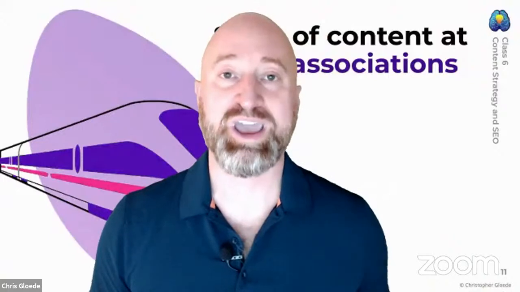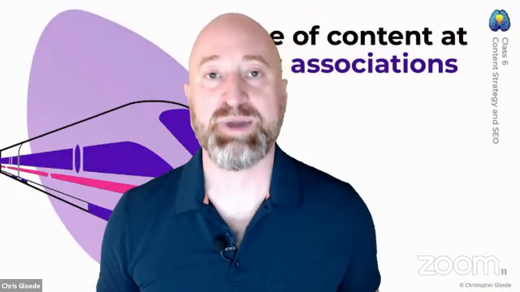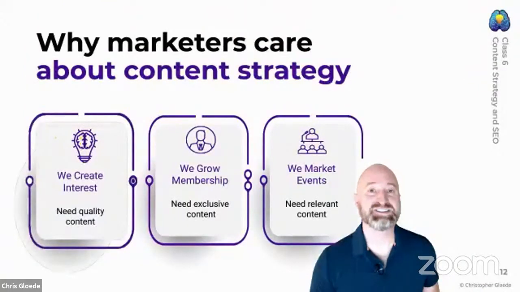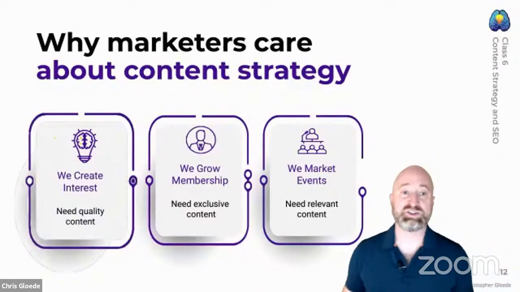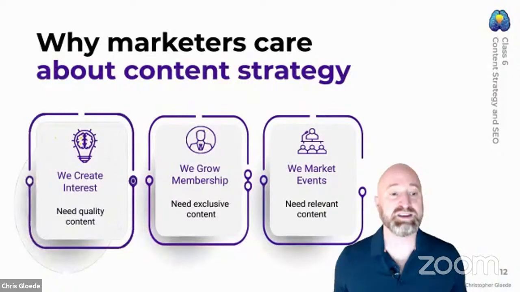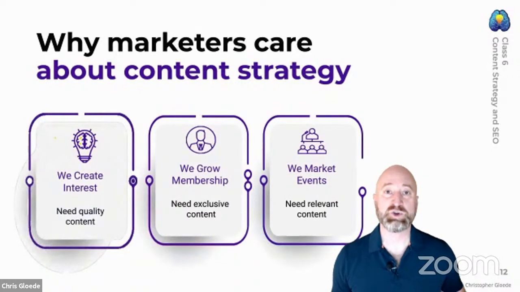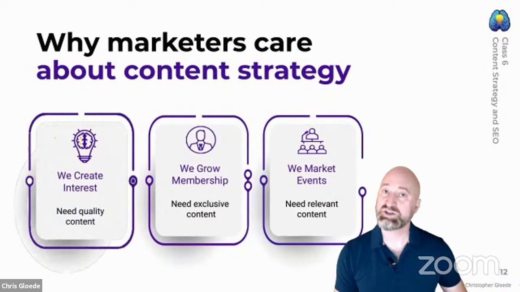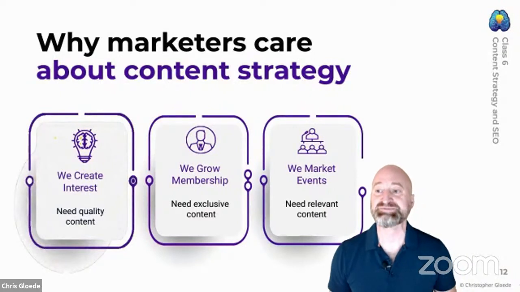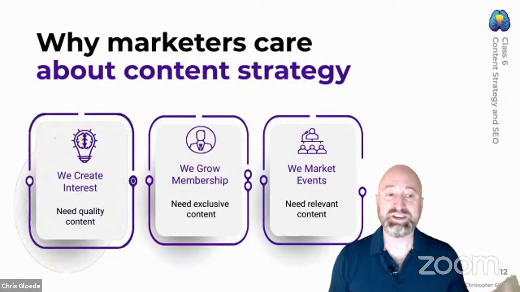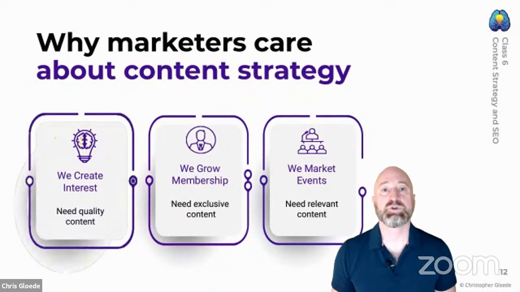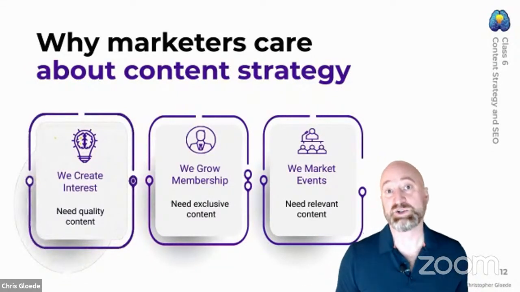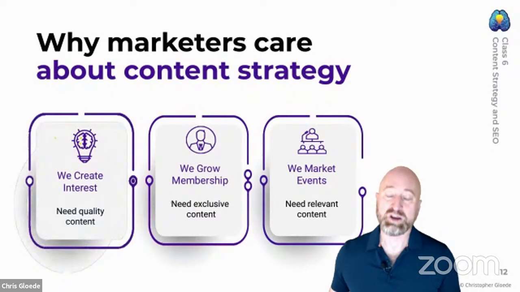It's a runaway train. But today we are going to talk about content strategy and things that you can do to bring that train under control. We care about content strategy as marketers because we create interest, right? We're trying to create interest in our association or our products or our events. And so we need good quality content for that. We are often responsible for growing membership. So we need exclusive content, and we market events.